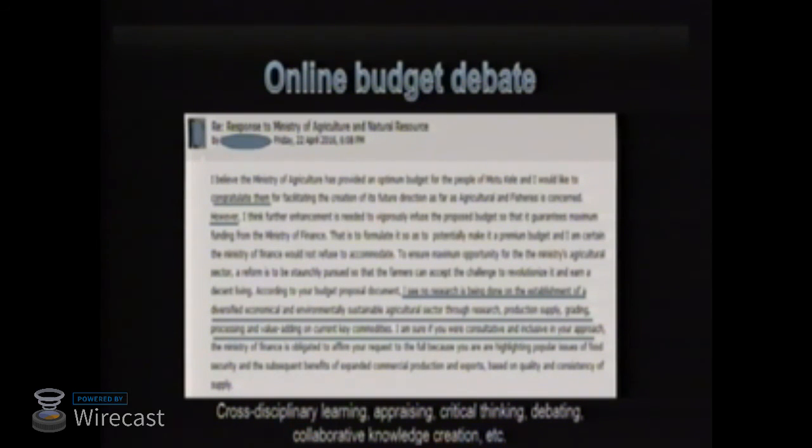So in the first instance, he congratulates them, and then he goes, however, and then he presents what he thinks the ministry could have done or should do. And if you have a quick read through the bits that have been underlined, you'll see that this response really shows how this exercise is cross-disciplinary. Many different students from many different backgrounds coming together, learning together, appraising one another's work, contributing to their understanding of the whole problem, developing critical thinking skills, debating, and generating their own knowledge.